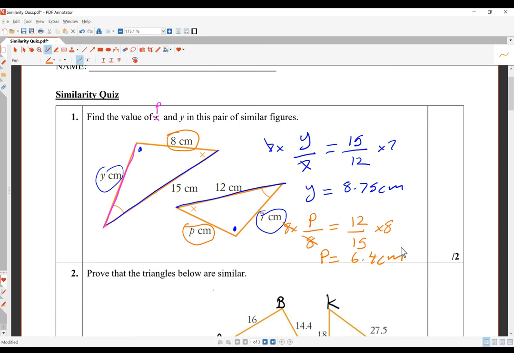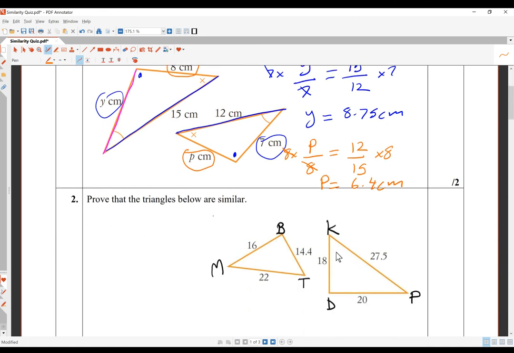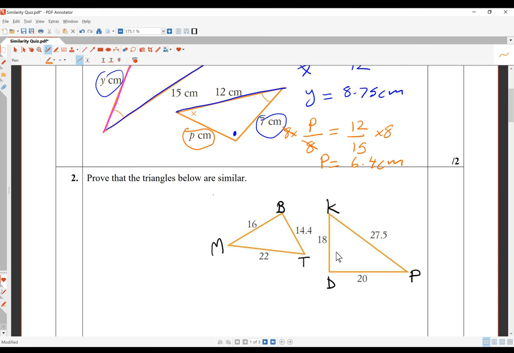Okay, next question, number 2. Now we've got 3 sides given in each triangle, so what we're going to do is divide pairs of matching sides together. So let's take the biggest side first, 27.5, and we'll divide it by the longest side in the other triangle, which is 22. Okay, that should give you 1.25.